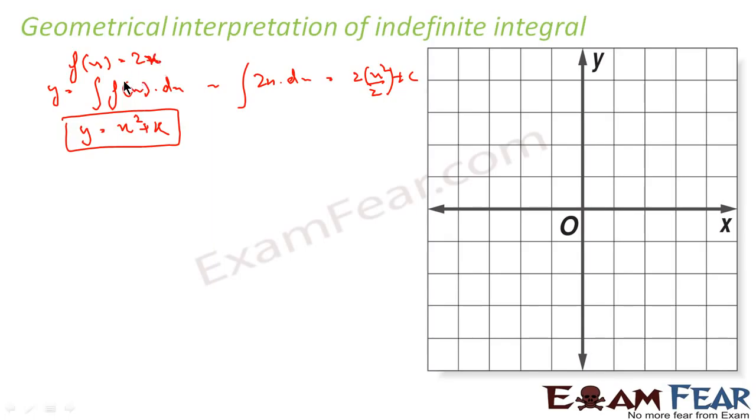I can take any values of k. If I take k = 0, my equation becomes y = x². If I take k = 1, my equation becomes y = x² + 1. If I take k = 2, this becomes x² + 2. If I take k = -1, this becomes y = x² - 1. So there are so many equations which you can form from the integration of this equation. So let's plot all these graphs.